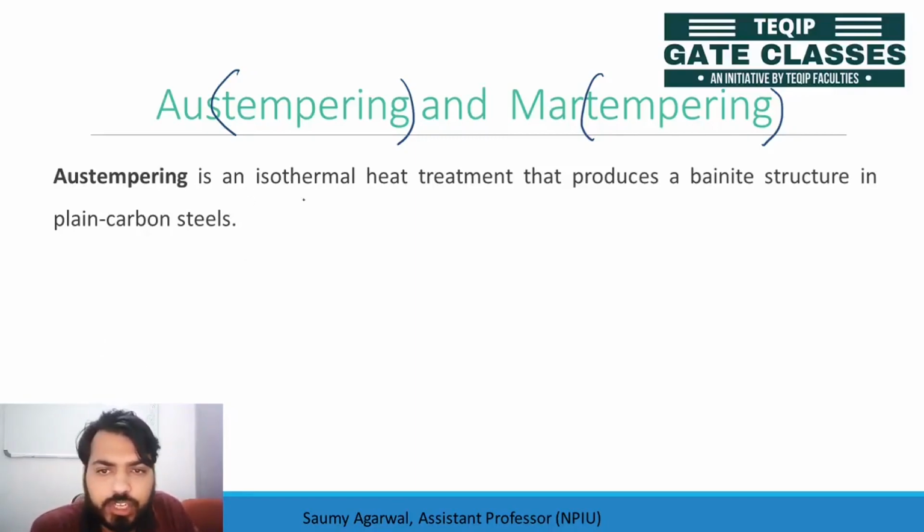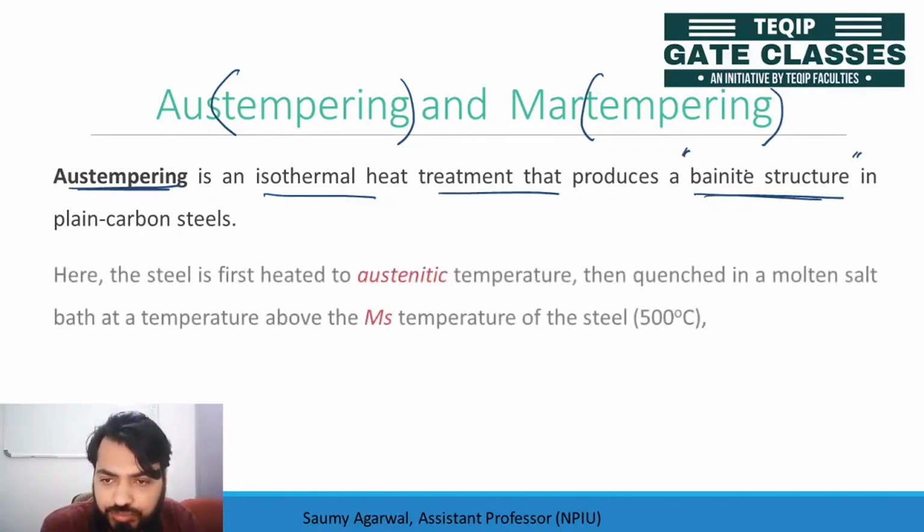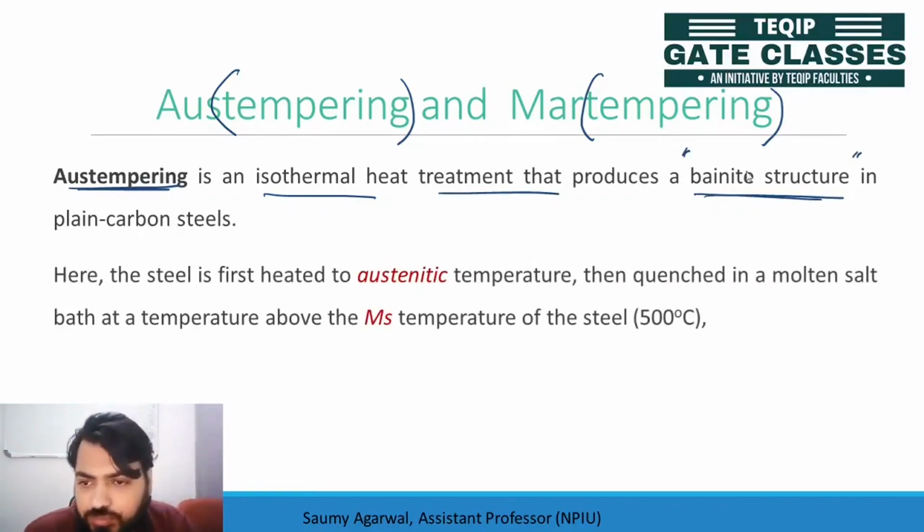It is an isothermal heat treatment process. We are talking about Aus tempering, which produces a bainitic structure in plain carbon steel. So from Aus tempering the final product is bainite structure. What you do in this is, the steel is first heated to the austenitic temperature. You have to convert the phase in the steel totally to the austenite phase.